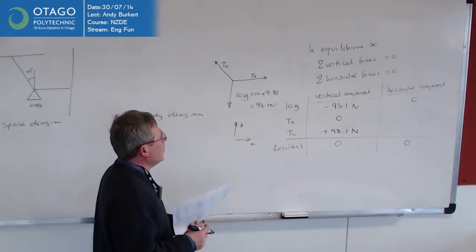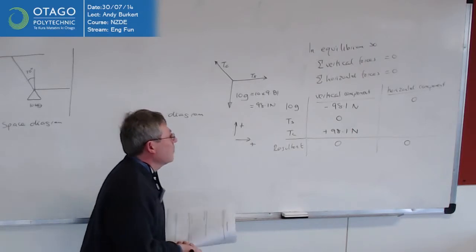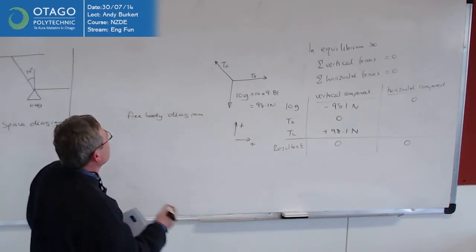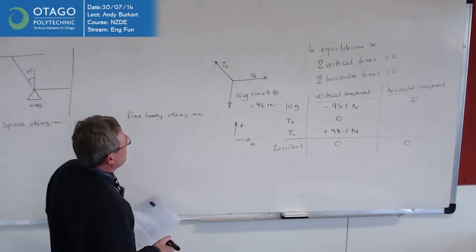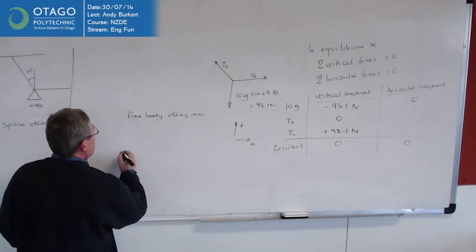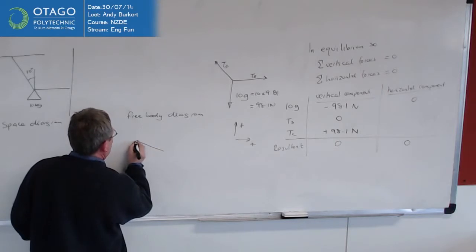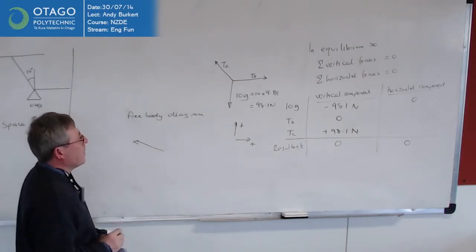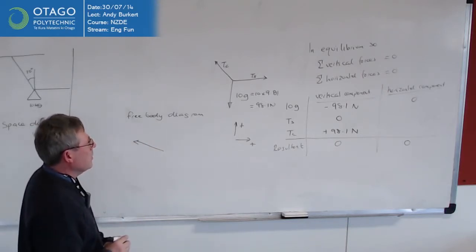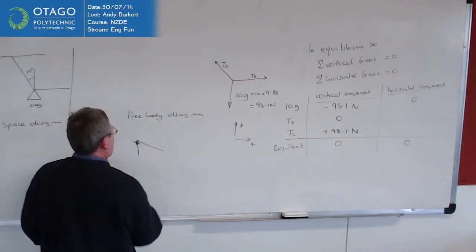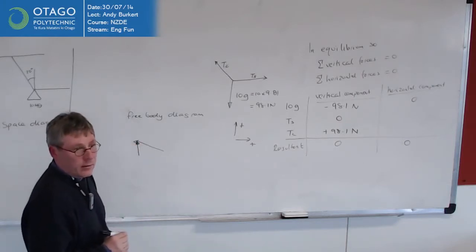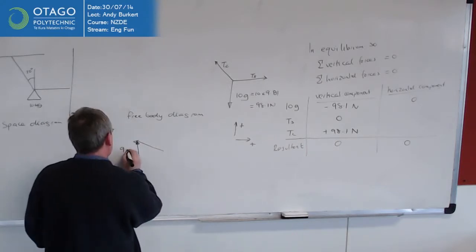Okay, what can we work out? So let's see if we can work them out. Let's use TC. Here's TC like that. We know that the vertical component there has to be 98.1.